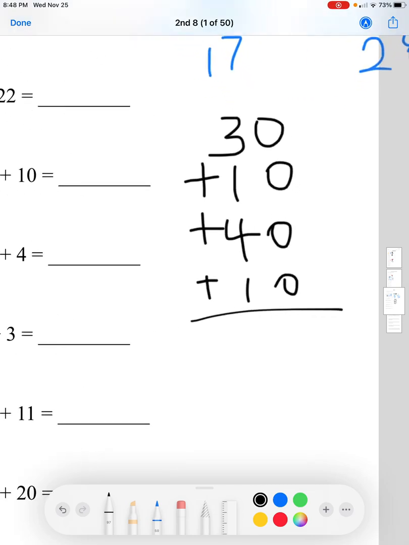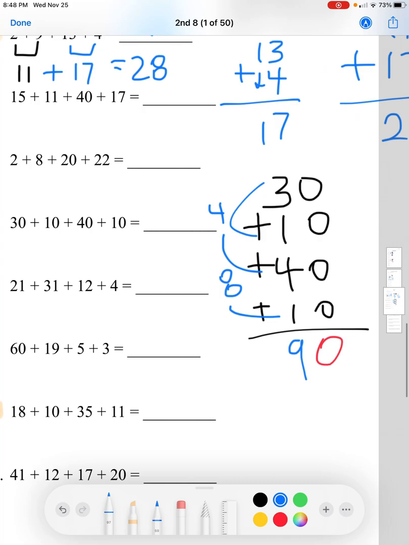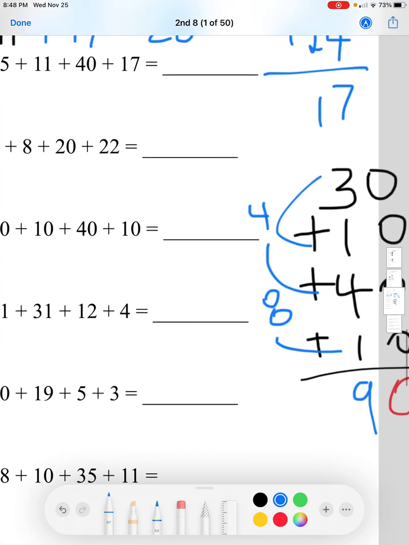0 plus 0 plus 0 plus 0 is just 0. And then the tens place, here we have 3 plus 1, which equals 4. And 4 plus 4 equals 8. And 8 plus 1 equals 9. So 30 plus 10 plus 40 plus 10 equals 90.